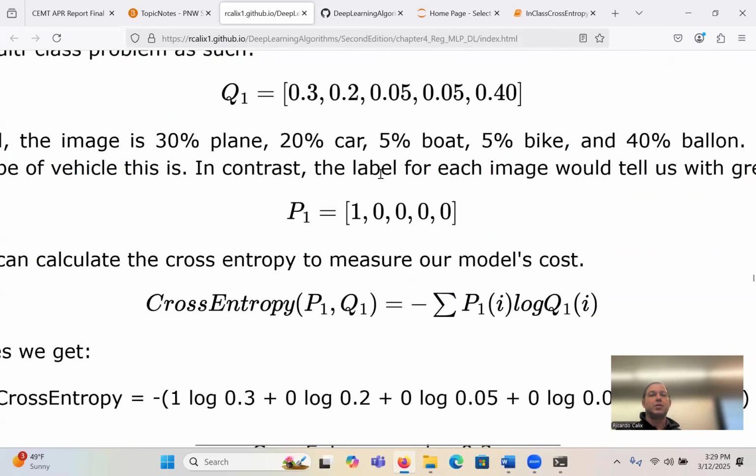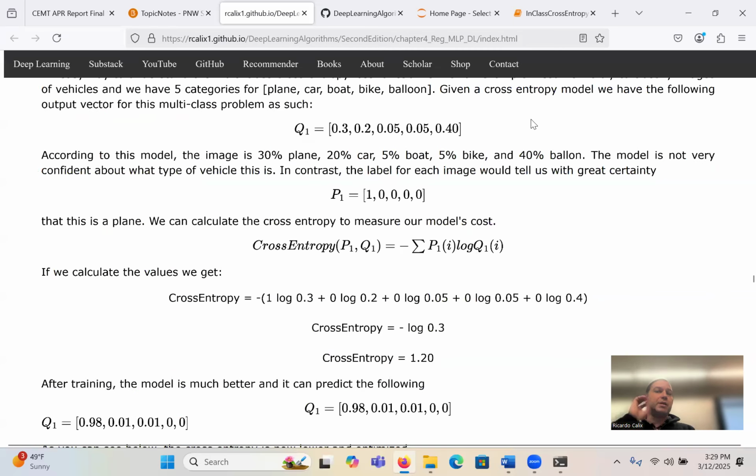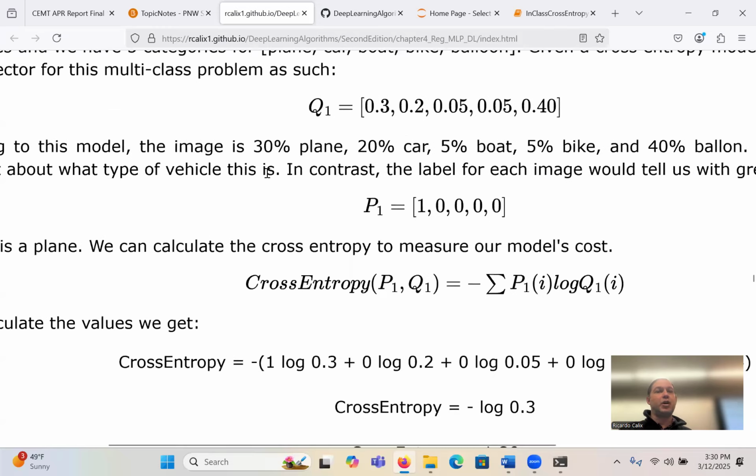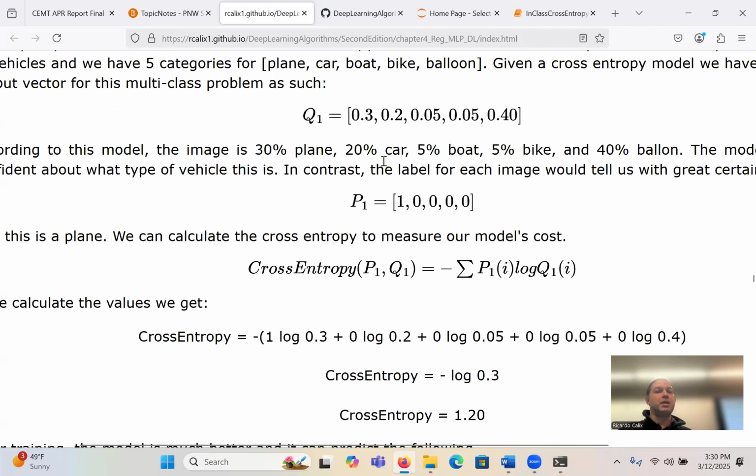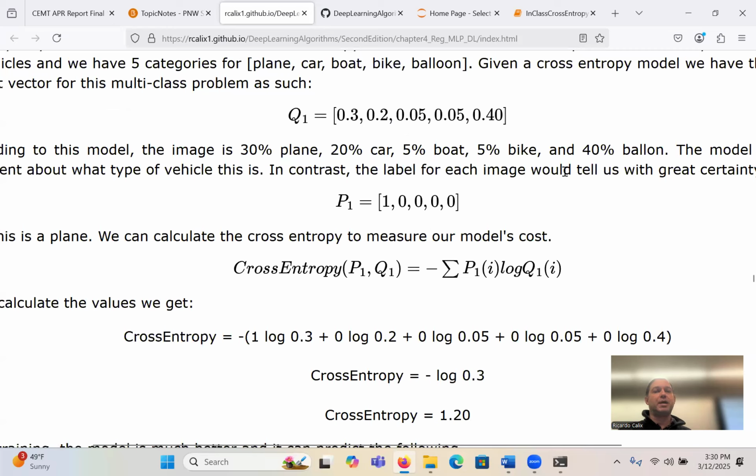So what is this telling you? Given a cross entropy model, we have the following output vector, right? According to this model, the model is saying, I think as a model that this image is 30% plane, 20% car, 5% boat, 5% bike, 40% balloon. Another better way of saying it is I think that the probability that this image is a plane is 30%. The probability that this is car is 20%. The probability that it is boat, 5%. The probability that it is bike, 5%. The probability that it is balloon is 40%.